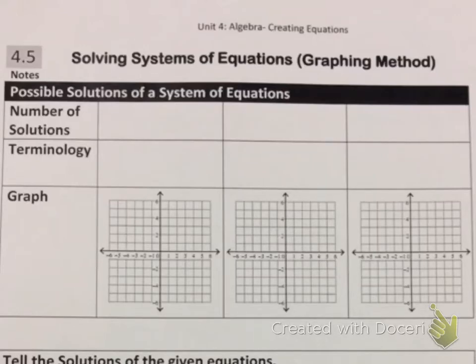This is Note-Taking Guide 4.5, Solving Systems of Equations by Graphing. When we graph two equations, we have three things that can happen. The first thing that can happen is that we have one solution.